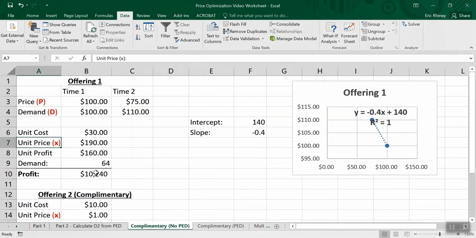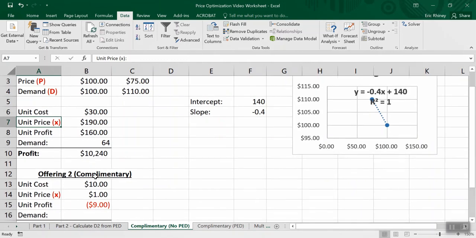$10,240. Okay, so let's assume that we have this complementary offering that we have. This offering cost us $10. And right now we don't know what the price is. We're going to come up with a price for it.